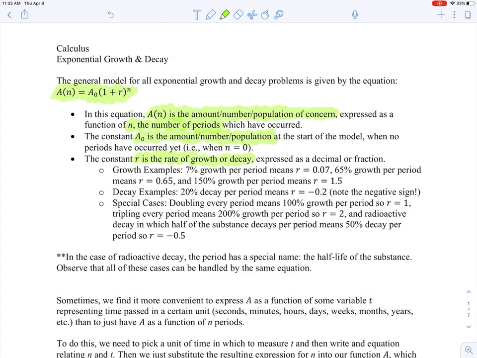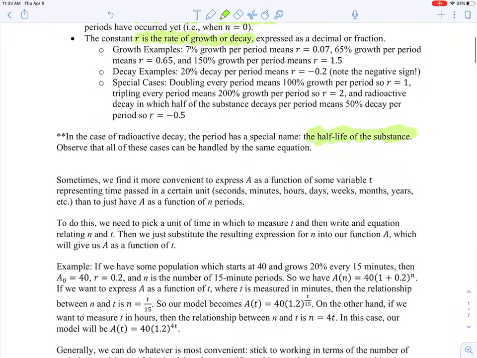And then oftentimes when we're talking about radioactive decay, in which half of a substance decays per period, that means that r is equal to negative 0.5 or negative 1/2. In the case of radioactive decay, the period actually has a special name. It's referred to as the half-life of the substance, and we'll do some half-life problems. And observe that all cases can be handled with the same equation, which is cool.